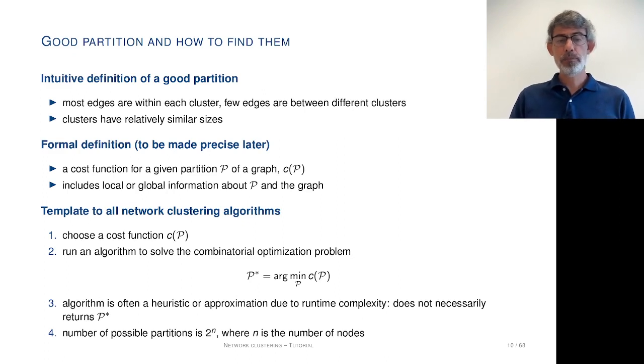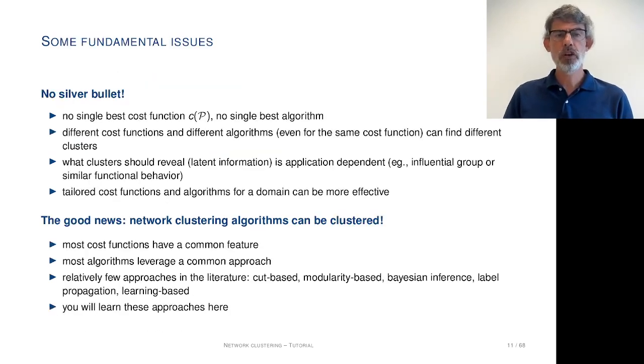The problem here is that the number of possible partitions that our algorithm would have to test is 2 to the power n. It grows exponentially with the number of nodes in a network. So if you have a network of 100 nodes, it becomes prohibitively expensive to enumerate all possible partitions. Therefore, we need some kind of efficient and smart algorithm to try to reveal P star.